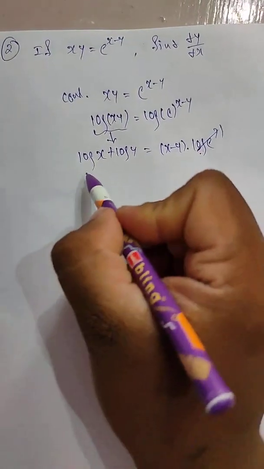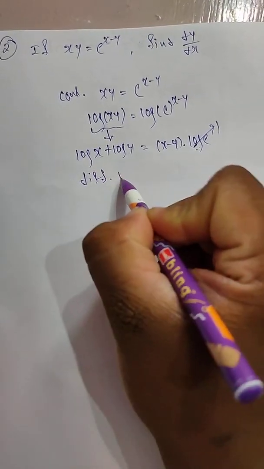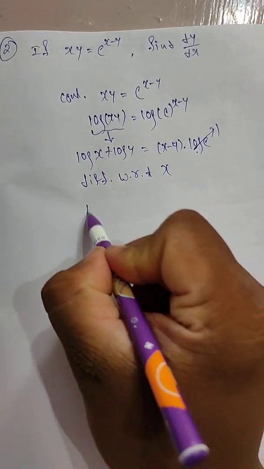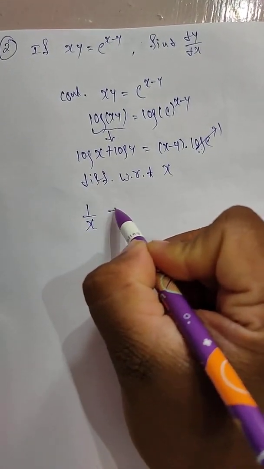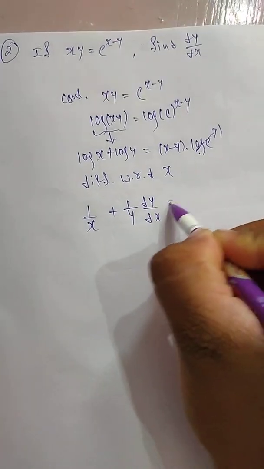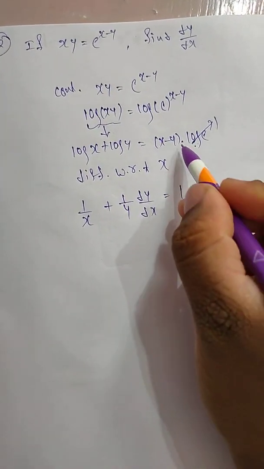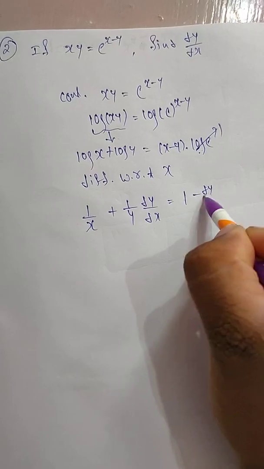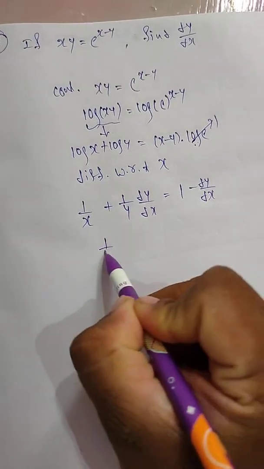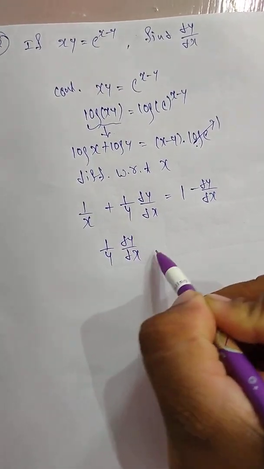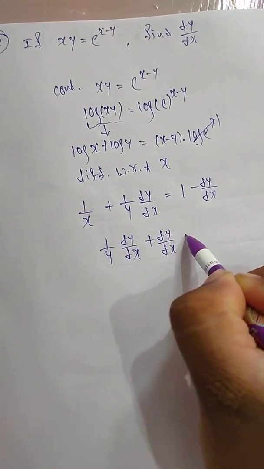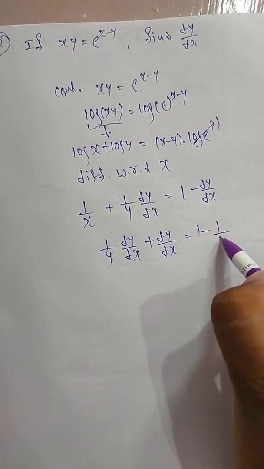Now differentiate with respect to x. What is the differentiation of log x? It is 1 by x plus, what is the differentiation of log y? It is 1 by y into dy by dx. What is the differentiation of x? It is 1. Differentiation of y is dy by dx. Keep the dy by dx on the left side, rest all on the right side. So 1 by y into dy by dx, minus dy by dx comes to the right side, it will become plus dy by dx is equal to 1 minus 1 by x.